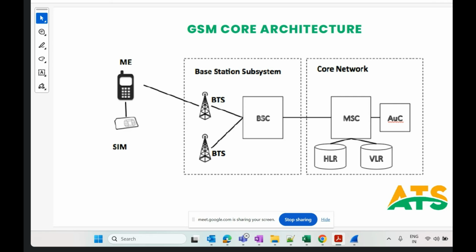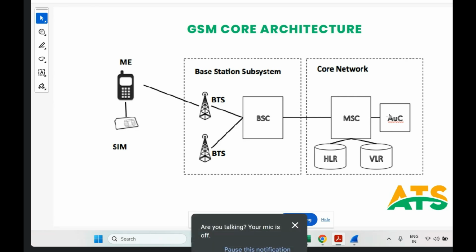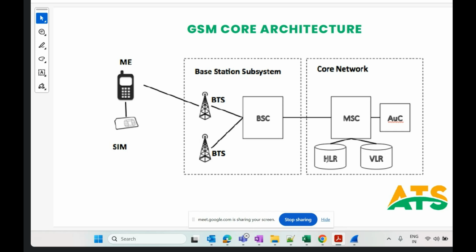So this is the access part and this is the core part. In the access part, you can see there are the base transceiver stations, and those are controlled by the base station controller, and it is connected with your MSC, that is the mobile switching center, and the authentication center to identify the SIM. This is for the voice main circuit switched communication, and it is connected with HLR and VLR, that is called home location register and visiting location register.